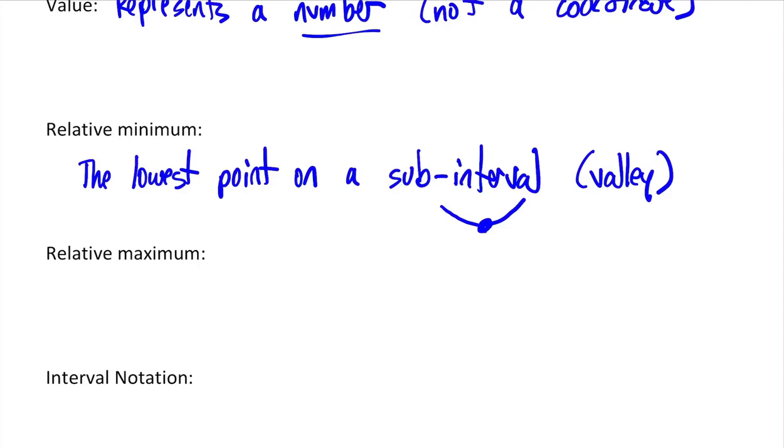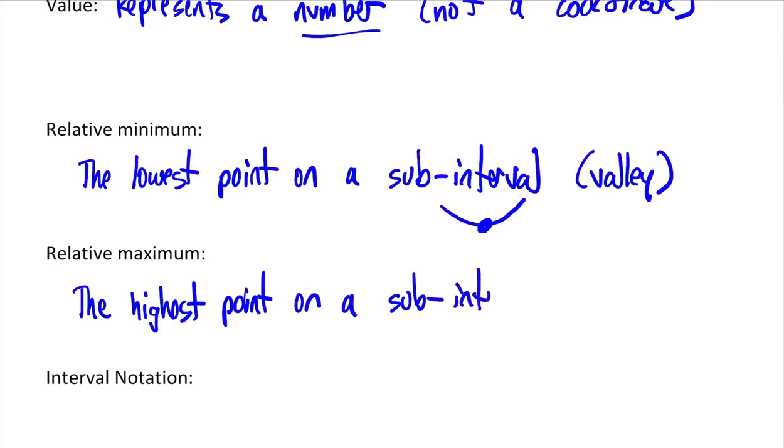So you guys can probably figure out relative maximum is going to be the highest point on a sub-interval. And think of this as a peak. All right, so the graph's going to kind of look like this, and that peak right there is called a relative max. Again, because it's the highest point relative to the left and right.